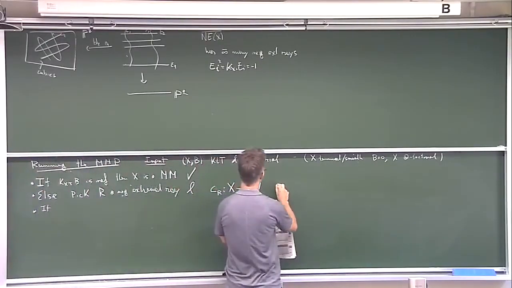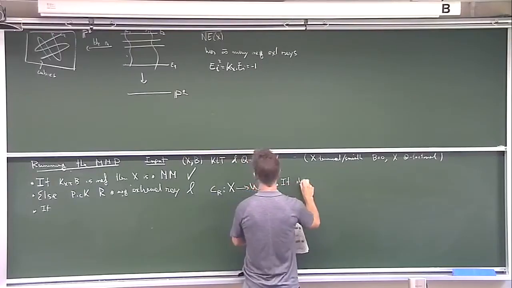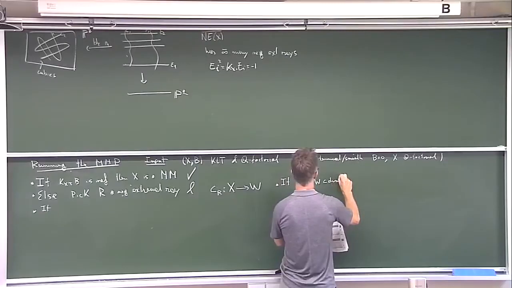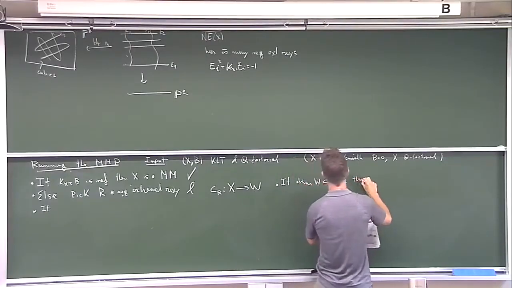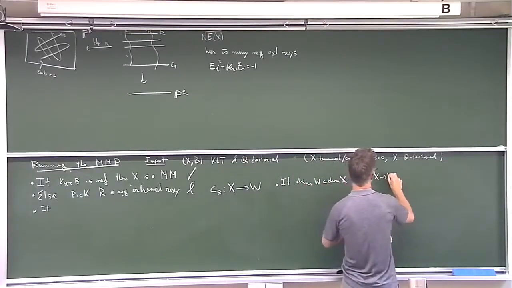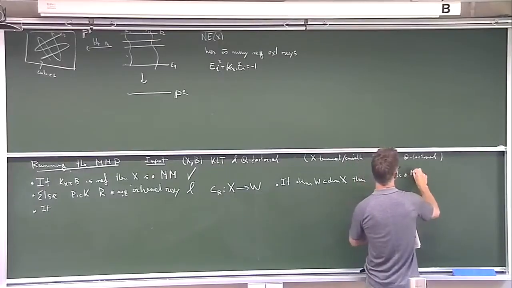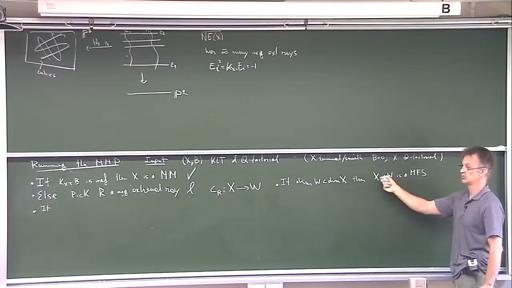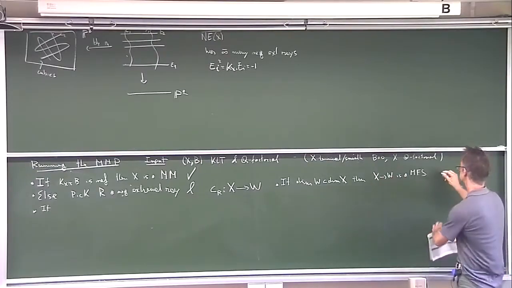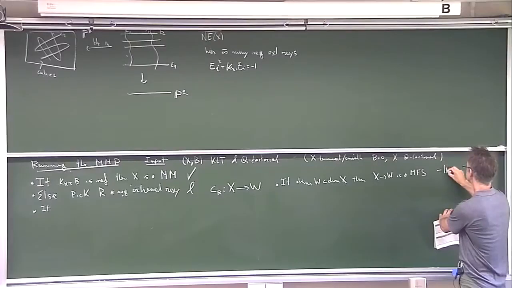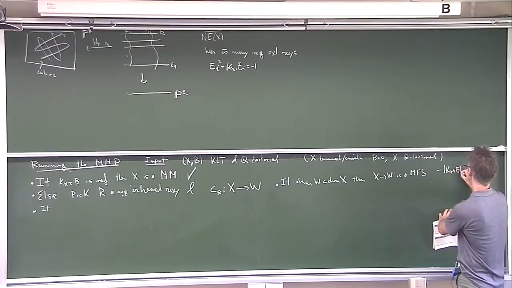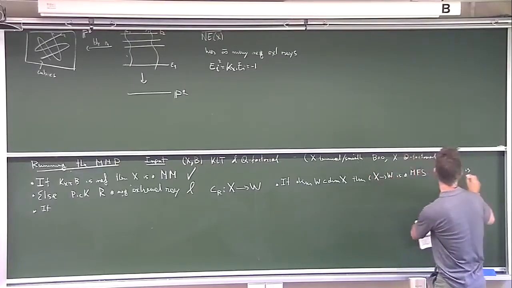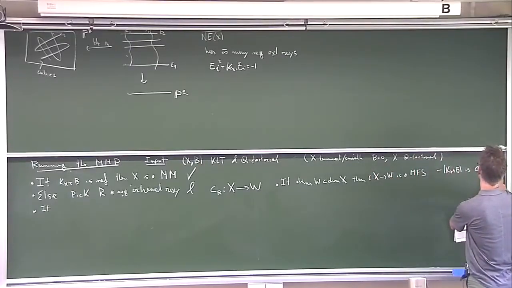One is easy, I'll put it here. If the dimension of W is less than the dimension of X, then the map from X to W is a Mori fiber space, right? Because the conditions for Mori fiber space were that this dimension is smaller than that dimension, and the most important thing is you need that minus KX plus B, this map is C, is relatively ample.